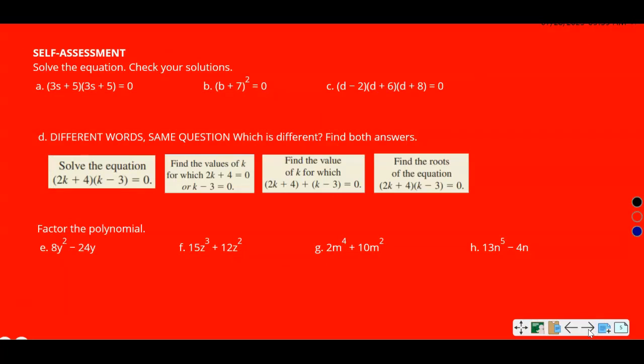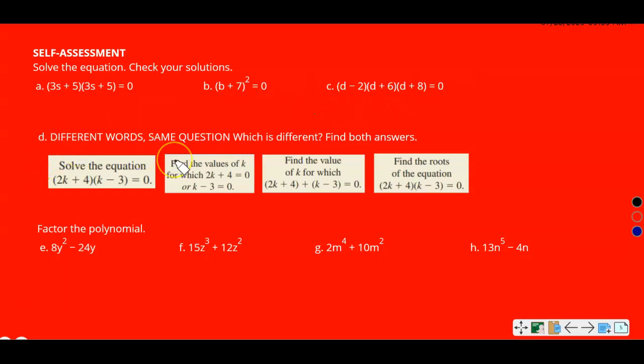All right, I want you to take a few moments and look at the self-assessment. This is the perfect way to see if you're understanding what we're talking about. So do the self-assessment, solve the equation, and check your solutions. There's A, B, and C parts here. Should be quick and easy.